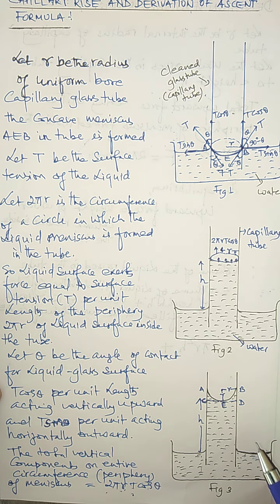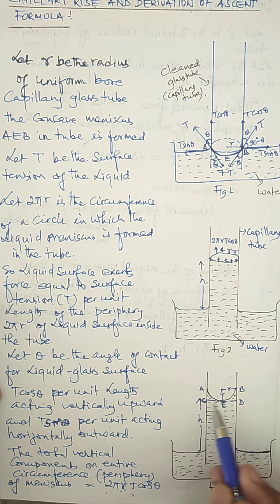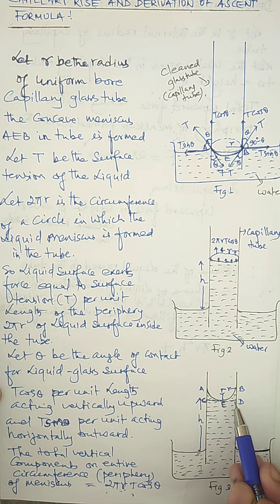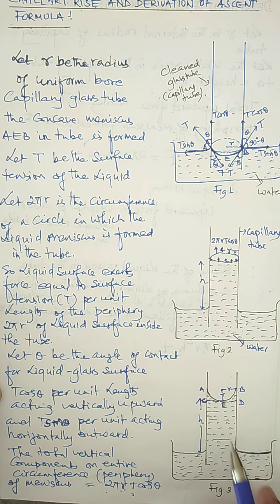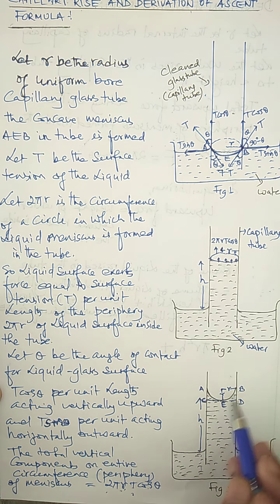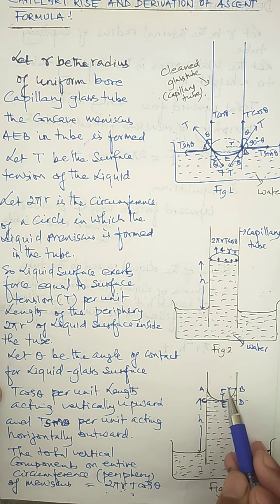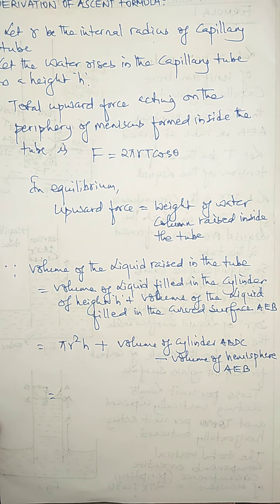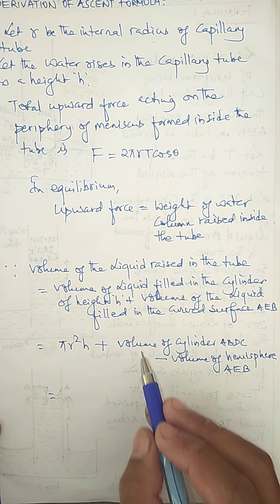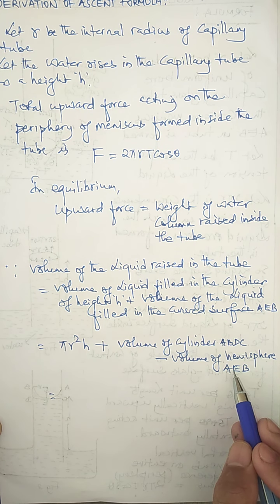So this can be calculated as the volume of cylinder ABDC minus the volume of hemisphere, because this surface is called a hemisphere. So the volume of cylinder ABDC minus the volume of hemisphere measures the volume of liquid that is filled in this curved surface. Now we can substitute the value of the volume of cylinder ABDC minus the volume of hemisphere AEB.